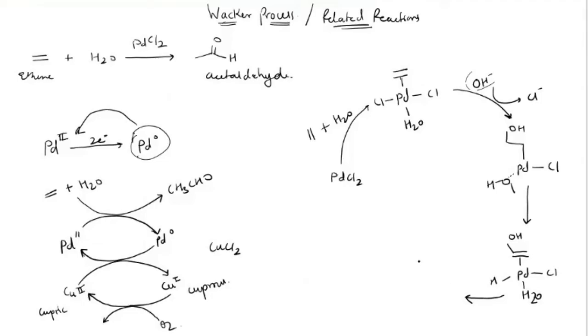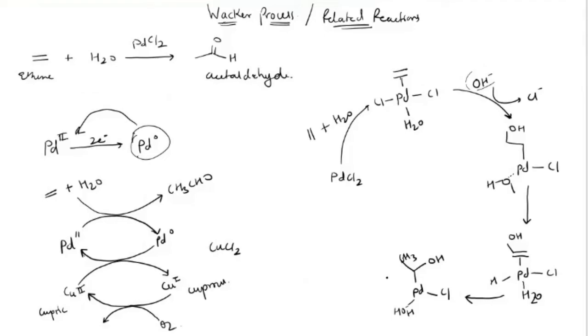So this is your re-addition of hydrogen to the organic species. Okay, so you will get this type of compound, the CH3 palladium chlorine. Again the oxidation state of palladium is not changed.